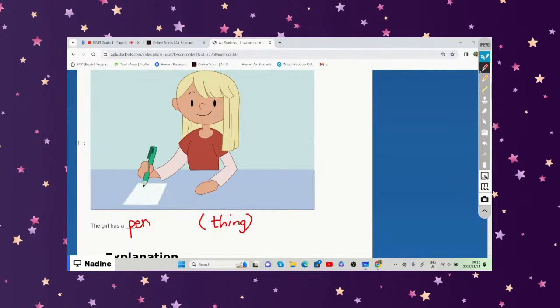Remember we said that a noun names a person, place, animal, or thing. So in this case, a pen, and a pen is a thing.